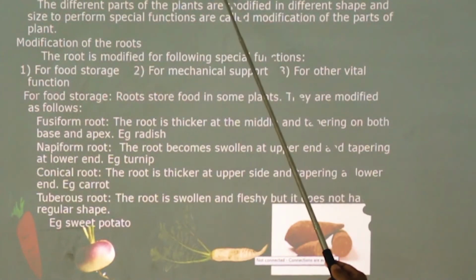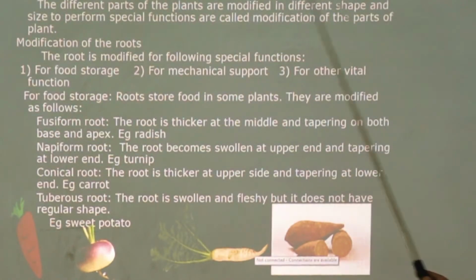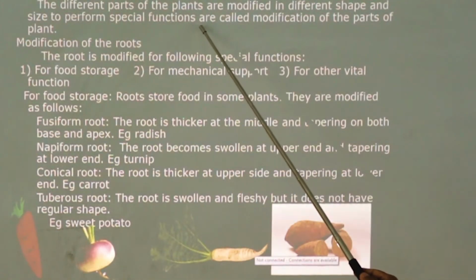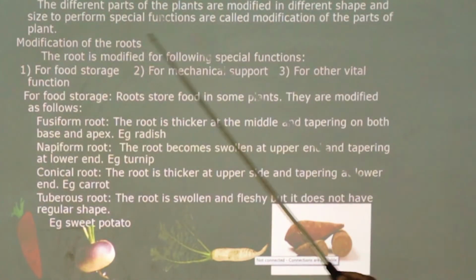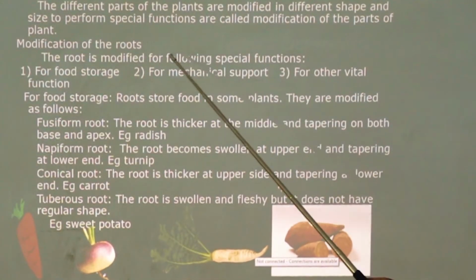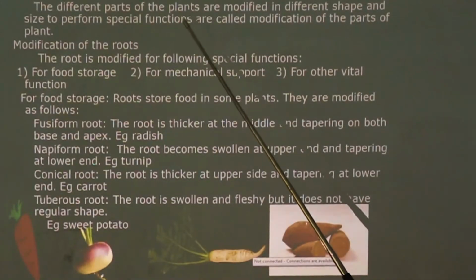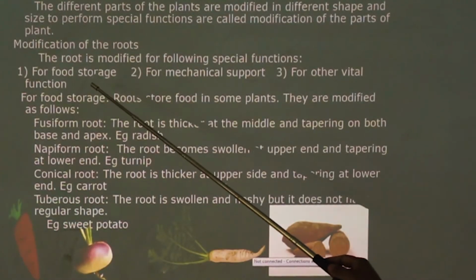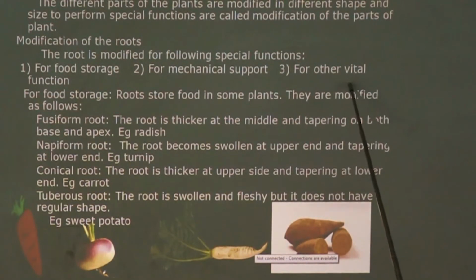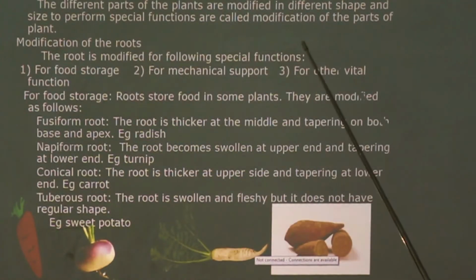Modification of the parts of the plant. The different parts of the plants are modified in different shapes and sizes to perform special functions apart from their own functions, and this is called modification of the parts of the plant. Modification of the roots. The main function of roots is to anchor the plants in soil and to absorb water and minerals. Apart from those functions, it also stores food. It gives some mechanical support for heavy branches, and some roots perform other vital functions. So these are the modifications of roots.